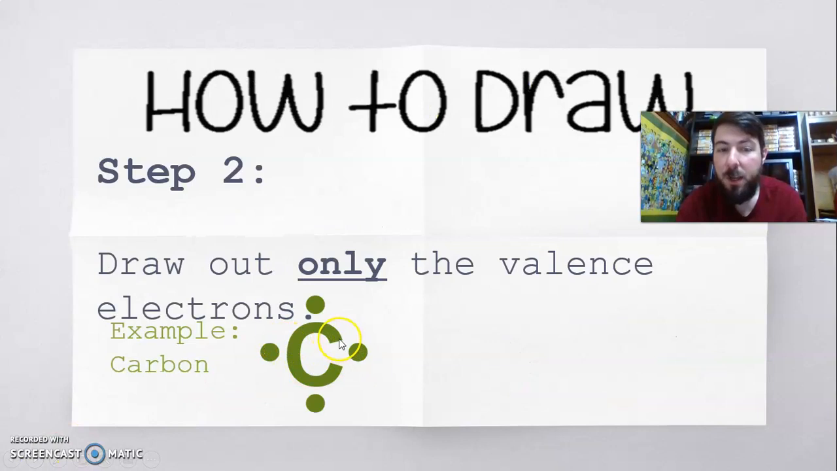Then all we do is we write the element symbol in the middle, and then we just put the electrons around it. So notice how these ones are all just single. What you do is you draw them single in each spot, and then if you have more, then you start adding a second one around them. But that's pretty much all it is.